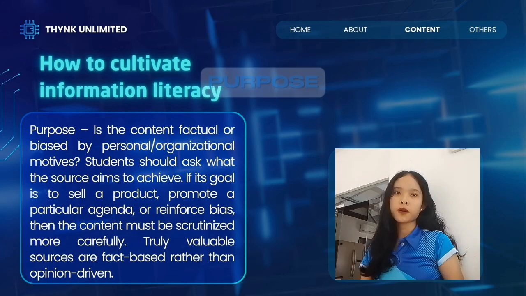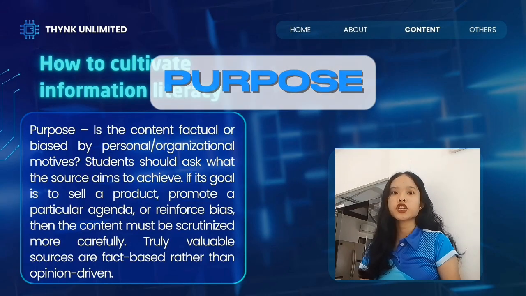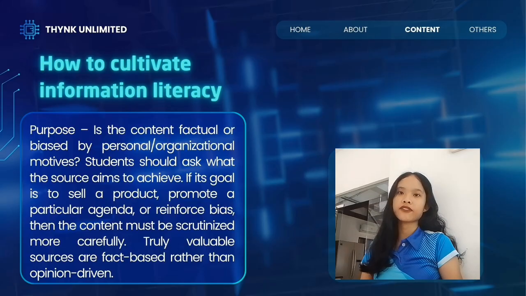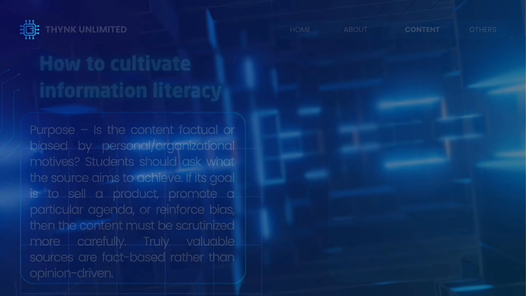And last, we have P for purpose. What is the source trying to accomplish? Students should evaluate whether the content is informative, persuasive, or biased. If a source is produced to sell something or promote a specific agenda, it should be examined more critically than one based purely on facts.